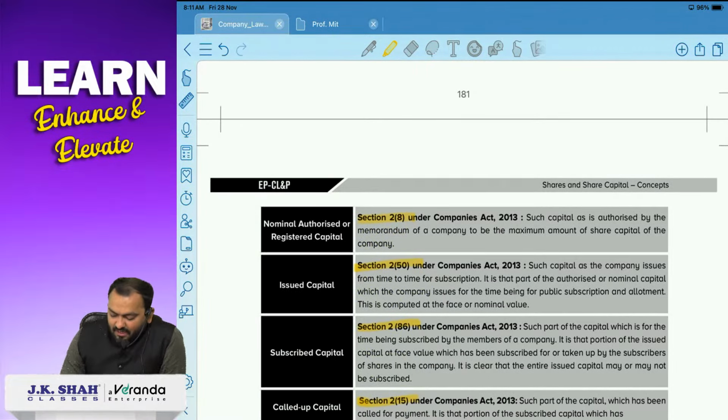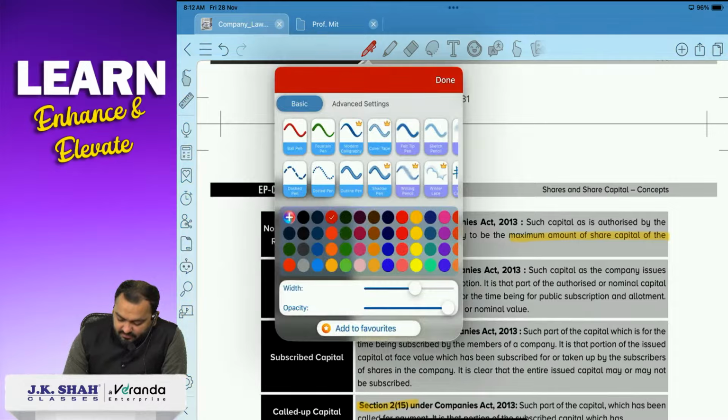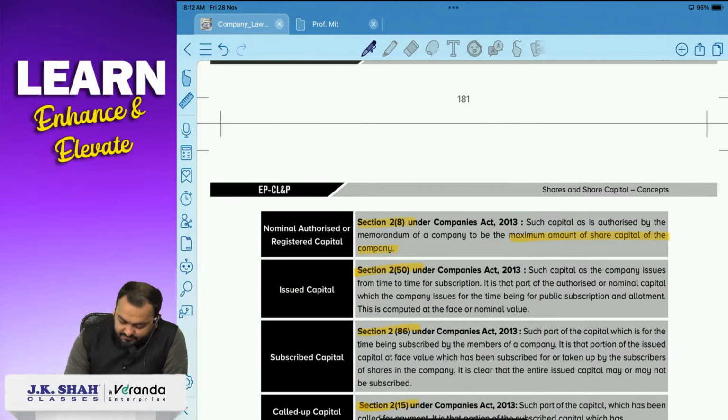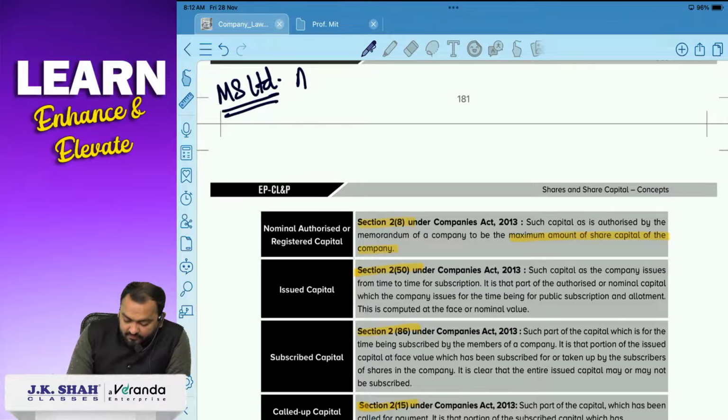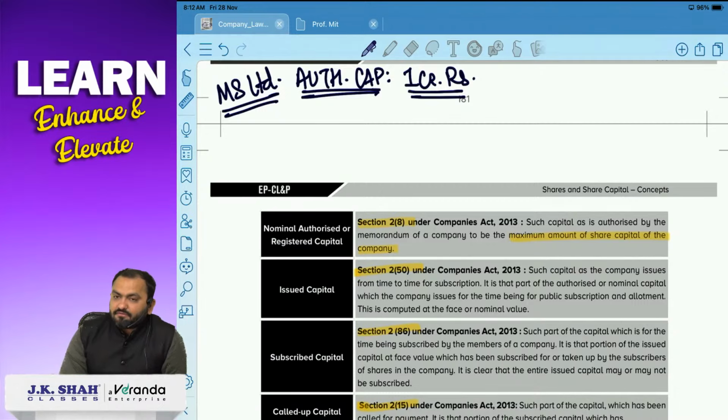So what is authorized capital? Authorized capital is the maximum amount that a company can raise by issue of shares. Let's say, for example, my company MS Limited has an authorized capital of 1 crore rupees. What does this mean? 1 crore is the maximum amount that my company can raise by issue of shares. My company cannot raise more than 1 crore.